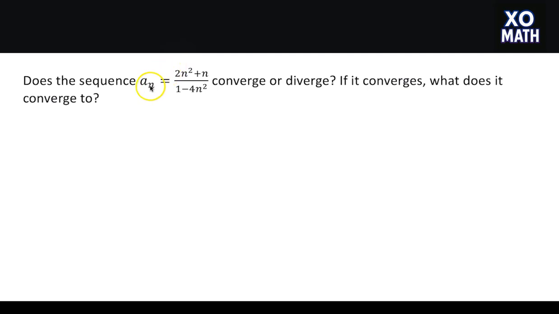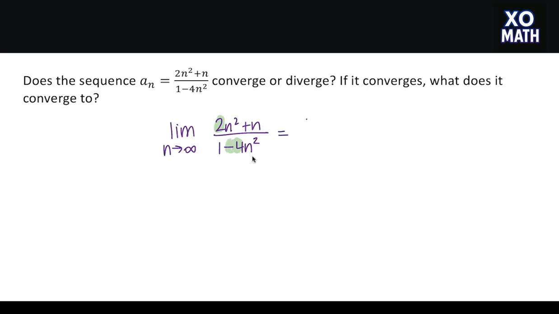In this example, our sequence a sub n is 2n squared plus n over 1 minus 4n squared. So we'll set up our limit as n approaches infinity of 2n squared plus n over 1 minus 4n squared. Looking at this limit, the numerator is a polynomial of degree 2. The denominator is a polynomial of degree 2. So we can evaluate this limit by looking at the coefficients of those dominating terms.